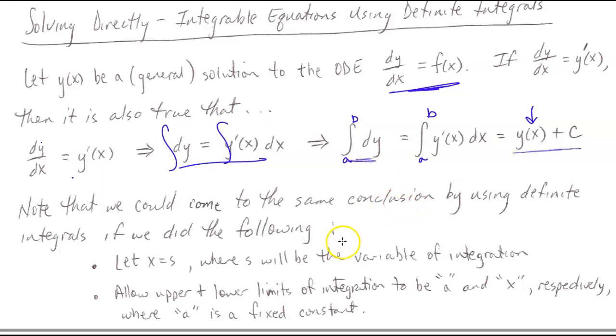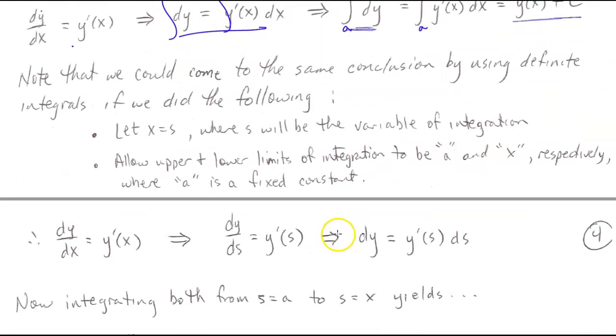Okay. Well, the suggestion that we have here is let's look at this problem again, but we're going to let x equal some other dummy variable s.